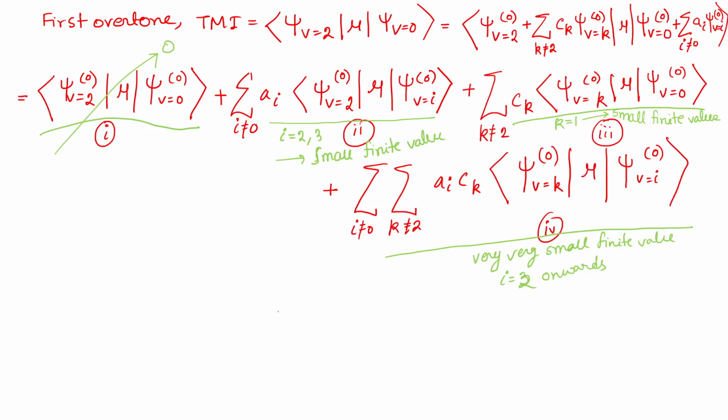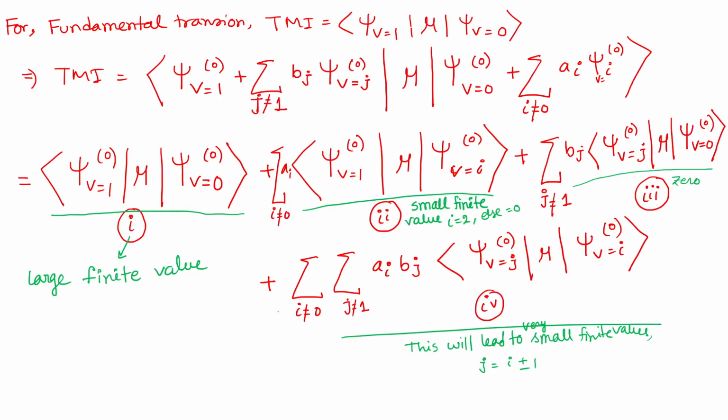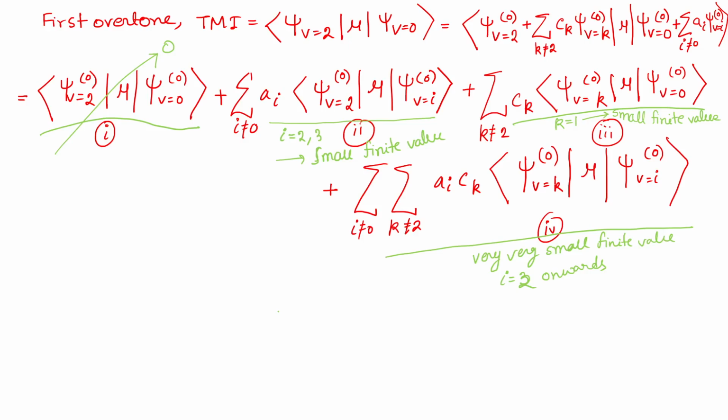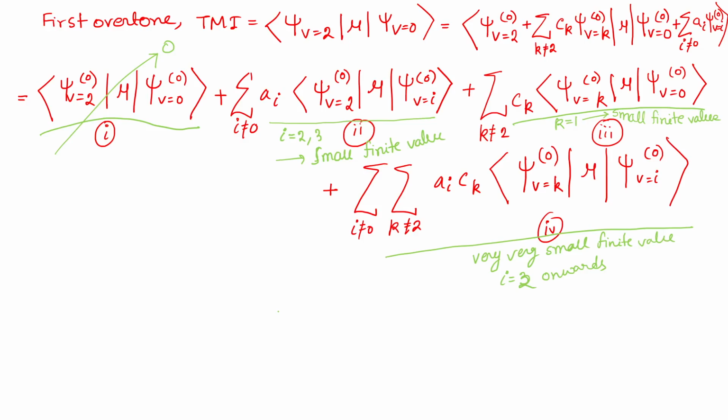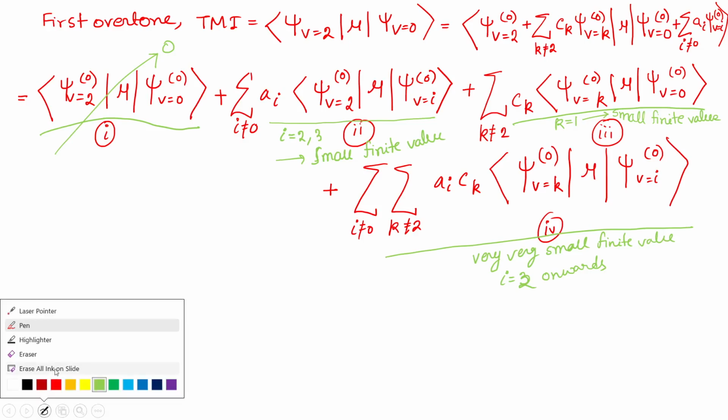Now you can see when you compare the transition moment integral of the fundamental and the first overtone, the main point of difference is the large finite value, right? Which was there in the case of the fundamental transition, which is missing in the case of the first overtone. So obviously, when I compare, I'm going to compare.